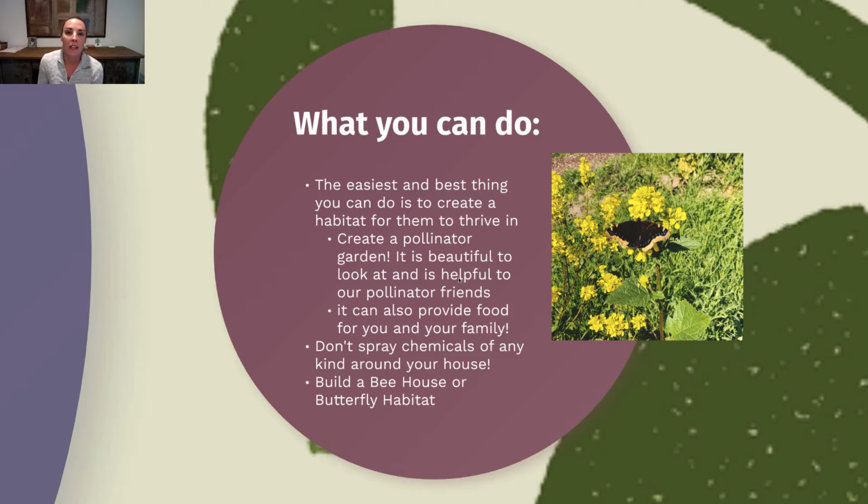So it's a win-win. The more grass, the more lawn we can get rid of and replace with food crops, or by growing our own food, or by putting in a lovely pollinator garden, the more we can help. Also, not spraying any chemicals of any kind, and building a bee house or a butterfly habitat to help these guys survive, giving them nesting sites so they have a chance at survival. But today we're going to talk about the easiest and best thing you can do, which is building a pollinator garden.